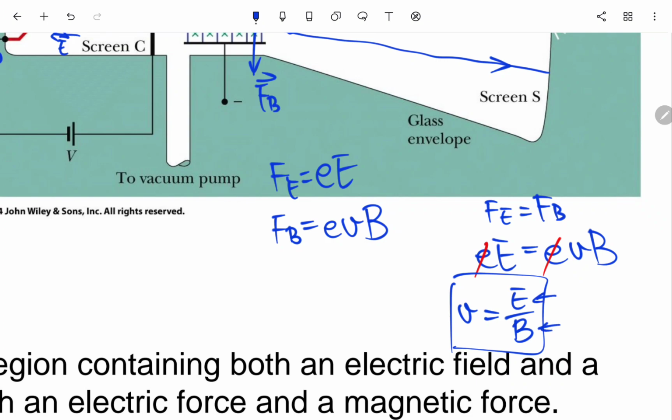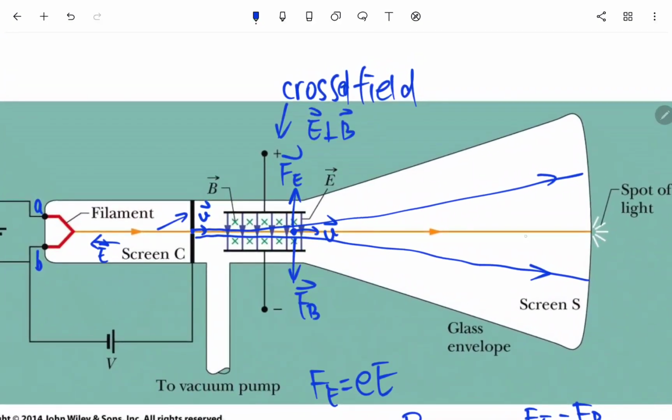Okay, so if we are able to tune the intensity of the E field or the B field such that we can tune the ratio of E over B, then if E over B actually equals V, then it goes in the middle path. Okay, going to this part.